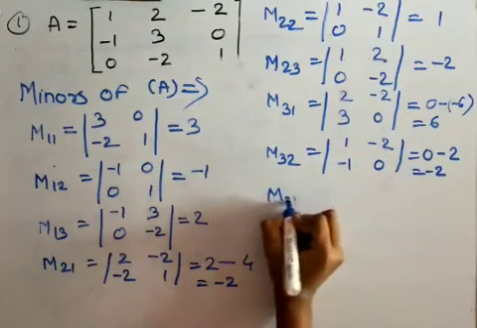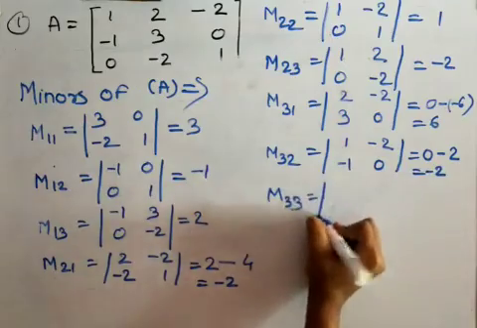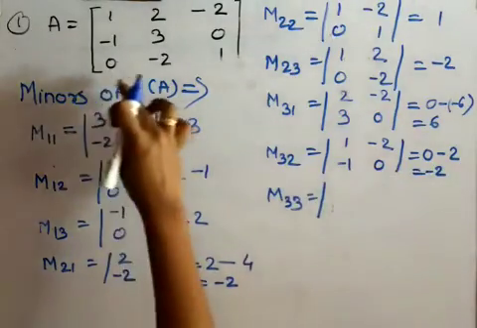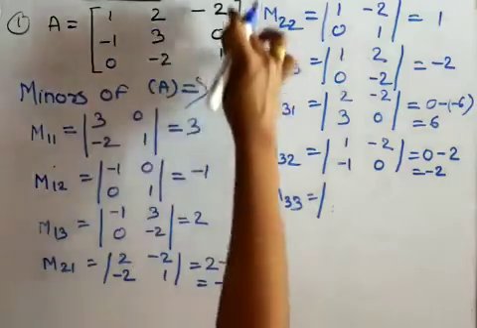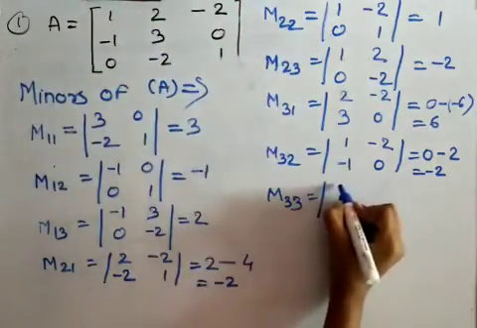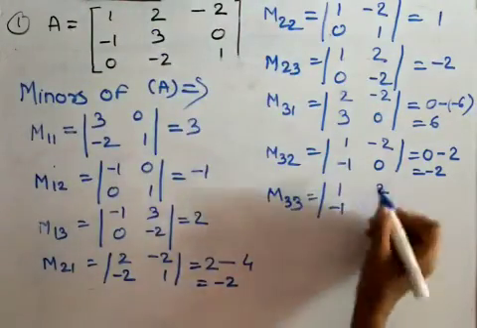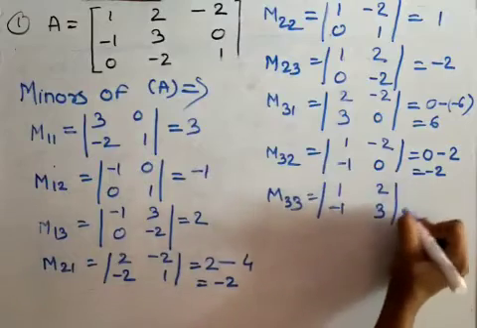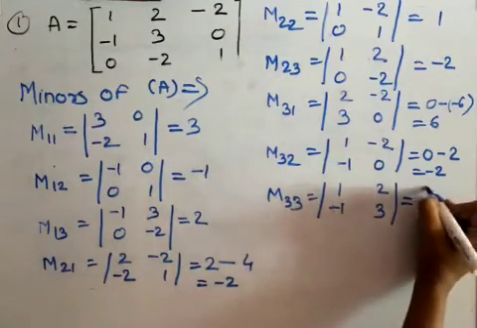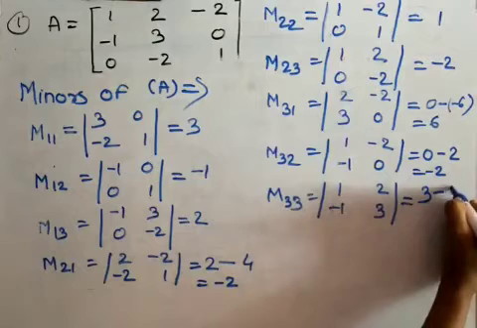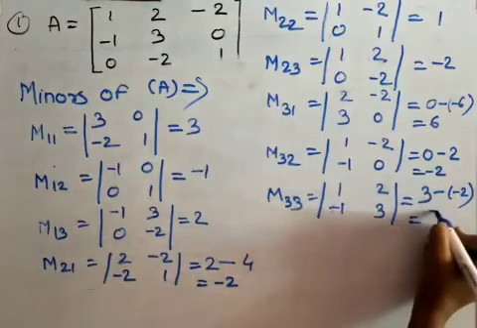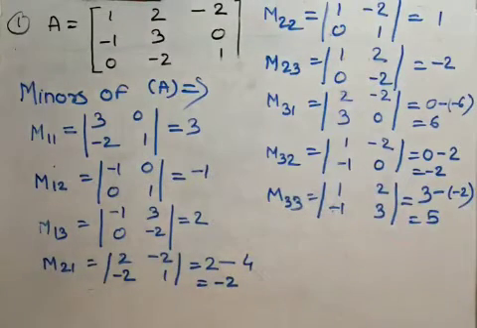Last, M33. For this we want to neglect third row and third column. So we get 1, 2, minus 1, 3. After cross multiply, 3 minus of minus 2, the answer is 5. Okay. So now we are done finding the minors of A. Now find the cofactor for each entry.